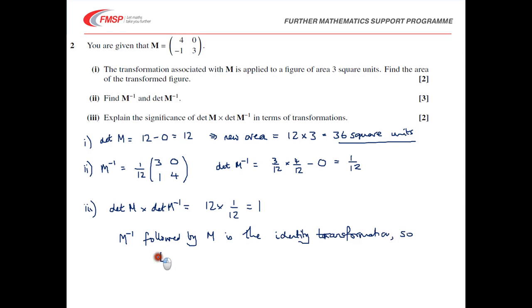So the area wouldn't change. Scale factor 1.